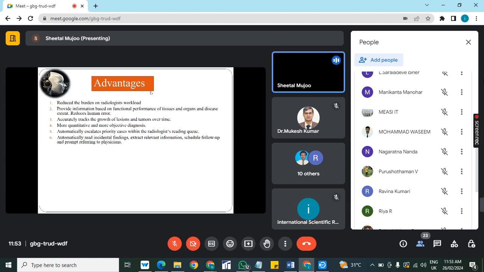Now, what are the advantages of using it? We discussed so many advantages till now. In a nutshell, it reduces the burden on radiologist workload. It provides information based on the functional performance of tissues, organs and disease, and reduces human error. It accurately tracks the growth of lesions and tumors over time, gives a more quantitative, more objective diagnosis, and escalates priority cases within the radiologist's reading queue, because radiologists may have a long queue of readings.